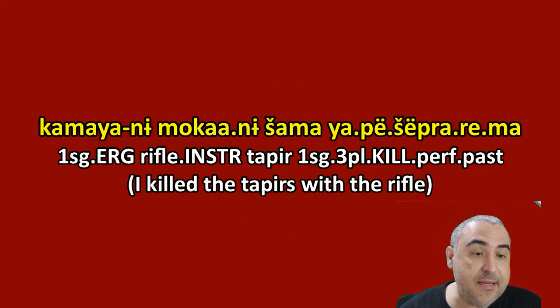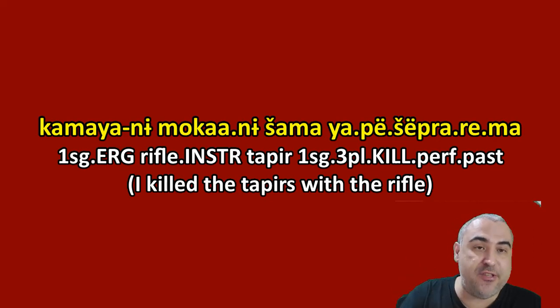Here is another sentence that shows how n marks both the ergative case, which is the agent of the verb, and the instrument feature of the language. You get the instrument by which somebody does something. So like kamaya ne means I. Kamaya is me, I, subject. N indicates that I'm the agent of the action.